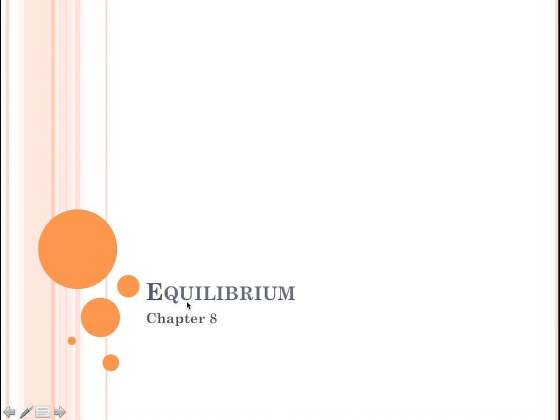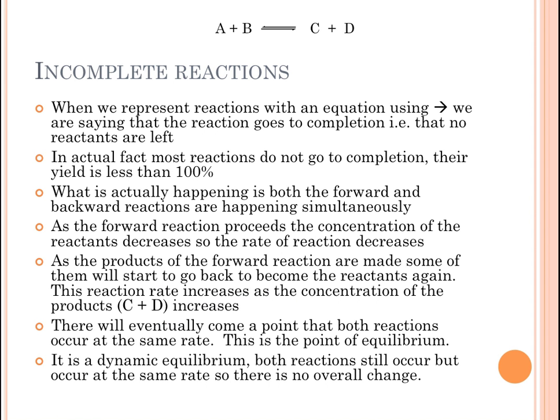Unit 3 Chemistry, Chapter 8, Part 1, Chemical Equilibrium. So in this one, we'll be looking at what equilibrium is, why it is reached, and some graphs that represent the reaching of equilibrium.